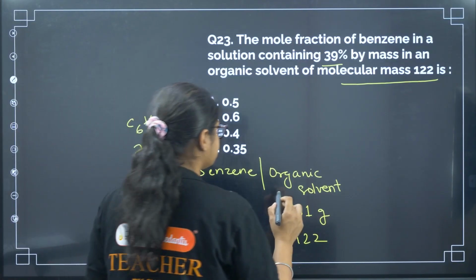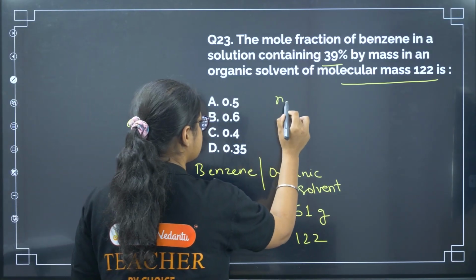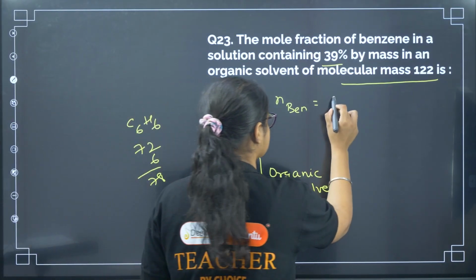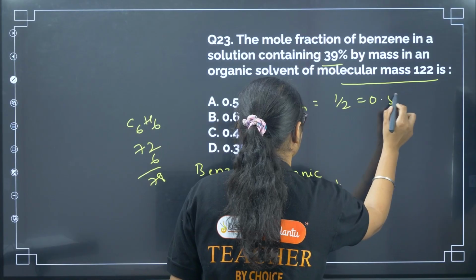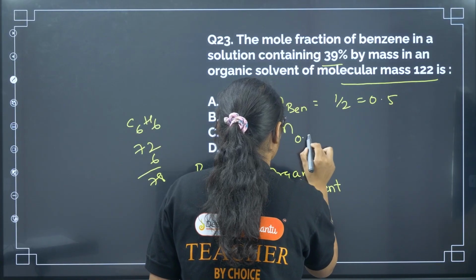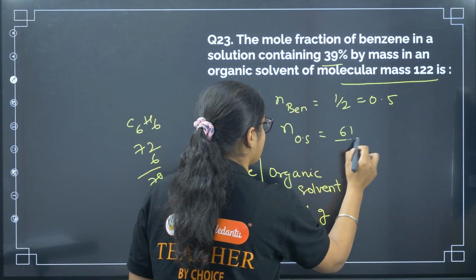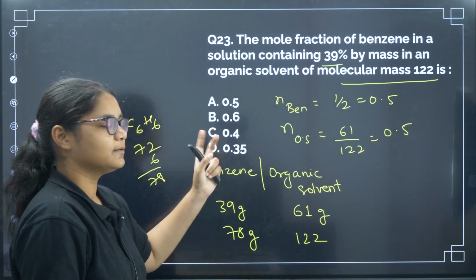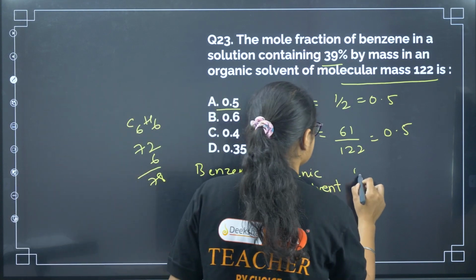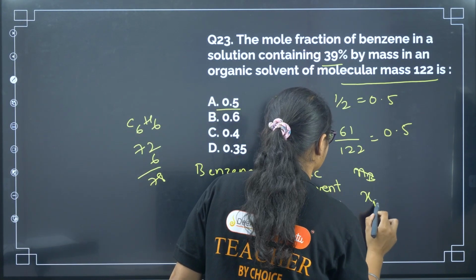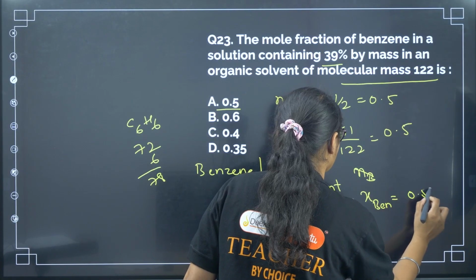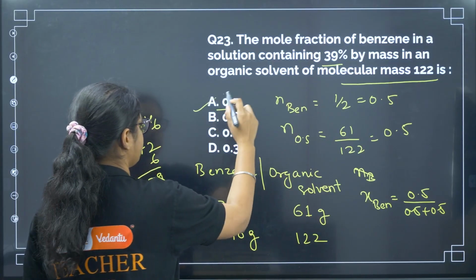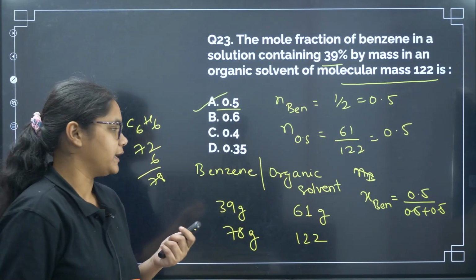So what is the number of moles of benzene? Number of moles of benzene will be given mass by molar mass, so 39 by 78, that is 1 by 2 or 0.5, and number of moles of this organic solvent will be 61 by 122, that is also 0.5. So when both are equimolar, the mole fraction will also be 0.5, so you can also calculate here. So mole fraction of benzene will be 0.5 by 0.5 plus 0.5, that is your 0.5. Correct answer will be option number A.